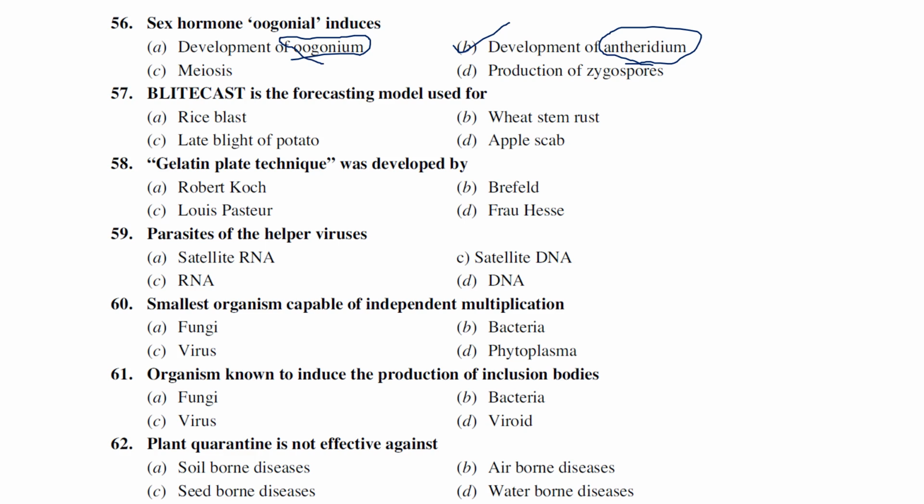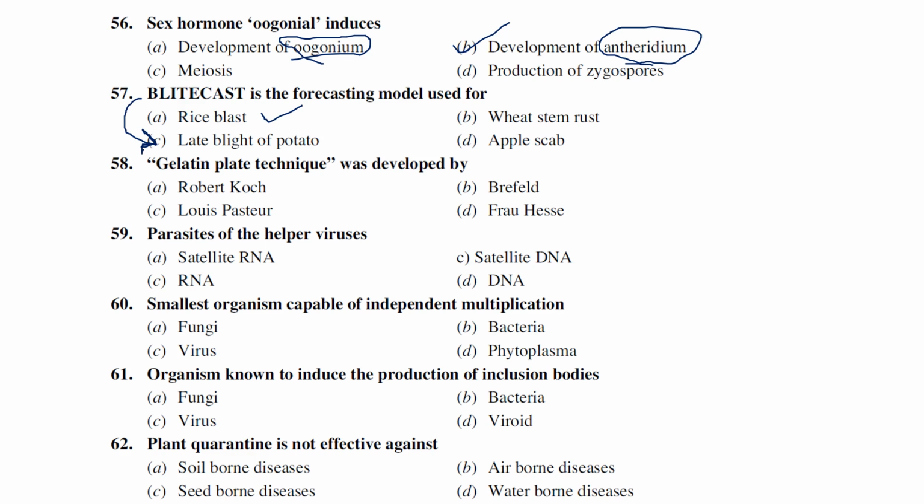Blightcast is the forecasting model used for rice blast, wheat stem rust, apple scab, late blight of potato. For rice blast, there is a model called BLASTCAST. For apple scab, Mills rules and other things are there, and for wheat stem rust there are plenty as well. But when it comes to late blight of potato, Blightcast is the one actually developed for late blight of potato.